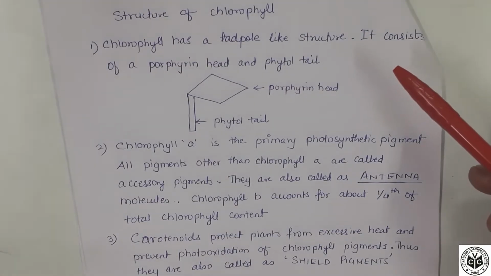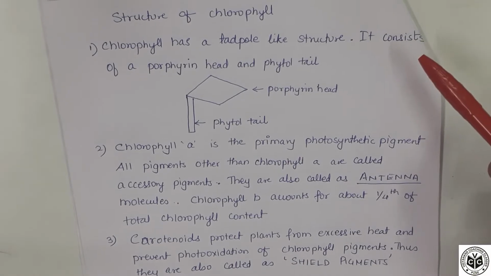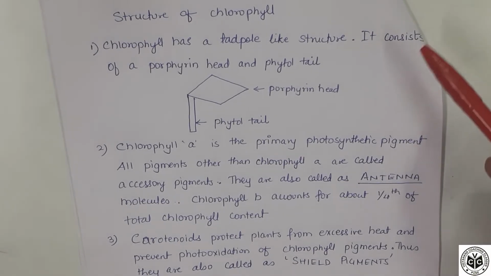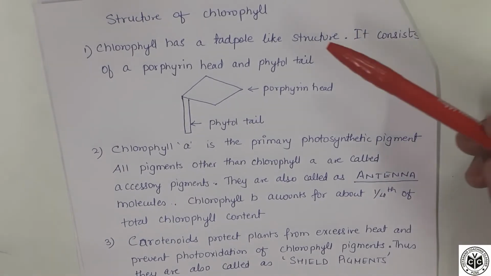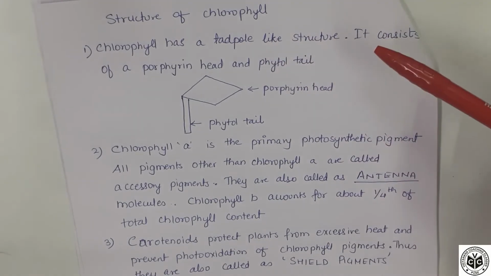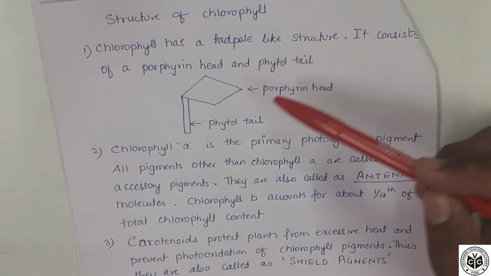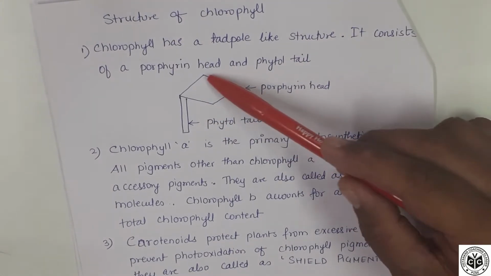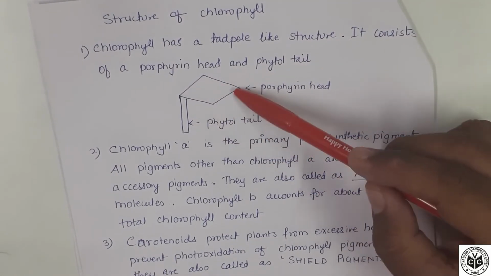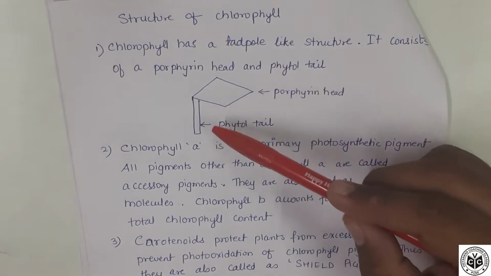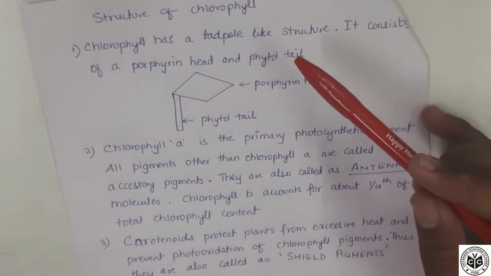Since chlorophyll is the most important element for photosynthesis, let us have a look at the structure of chlorophyll. Chlorophyll has a tadpole-like structure. It consists of a porphyrin head and a phytol tail. So this diagram shows the structure of chlorophyll. This is the porphyrin head and this is the phytol tail.